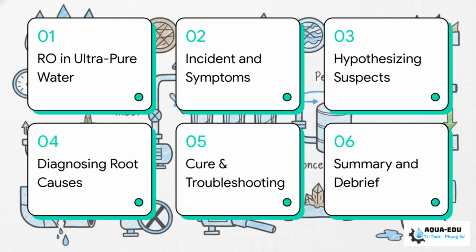So, we are going to treat this system failure exactly like a forensic investigation. We'll be hitting 6 key areas today. First, RO in ultra-pure water. Second, the incident and symptoms. Third, hypothesizing the suspects. Fourth, diagnosing root causes. Fifth, the cure and troubleshooting. And finally, number 6, summary and debrief. Let's just dive right in.